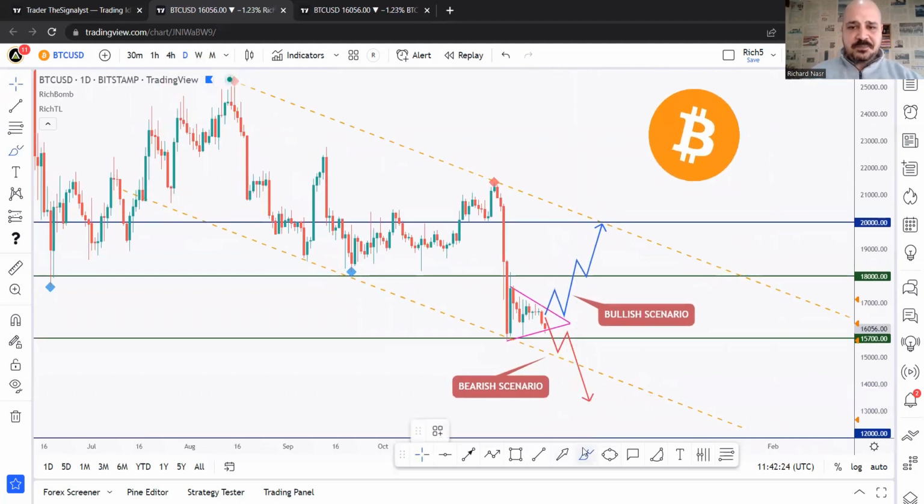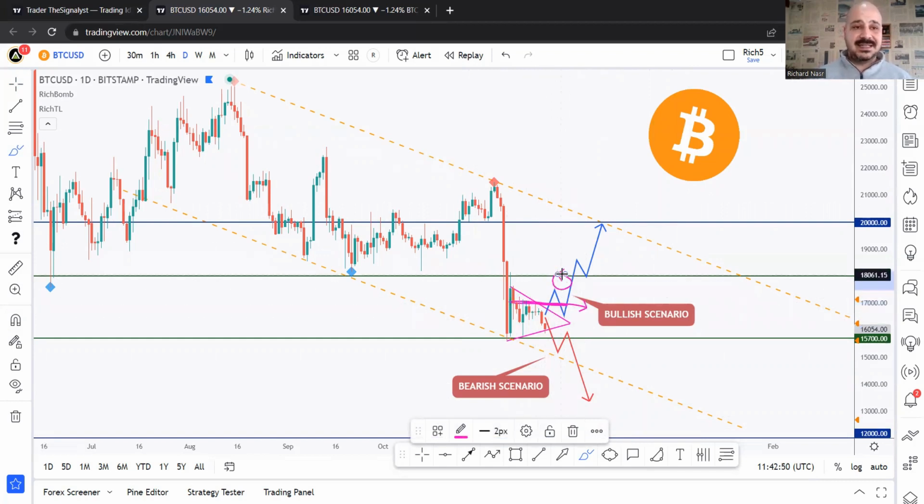But we know that the symmetrical triangle is a bilateral pattern, which means that it can be broken either way, so upward or downward, right? So if it's broken downward and below the 15,700, we'll be expecting further bearish movement, as I showed you, a pennant bearish continuation pattern. Or if we break above this high, we'll be expecting a movement till the 18K to be tested.